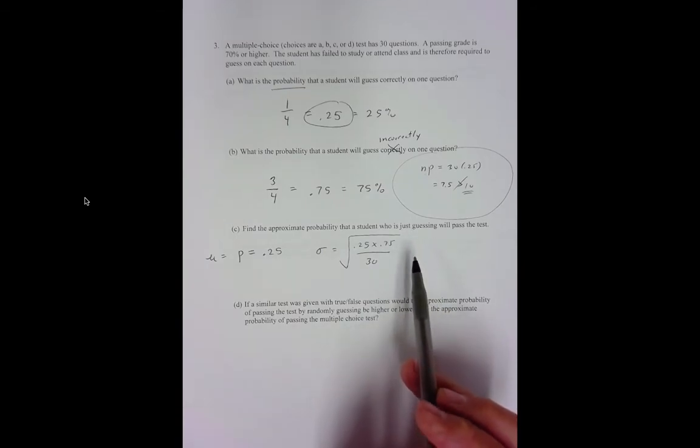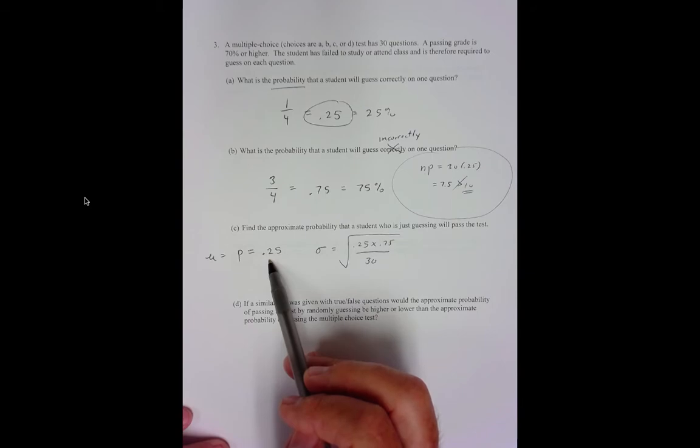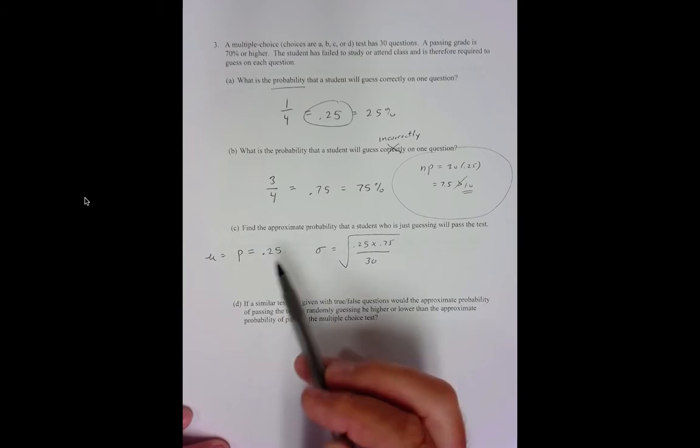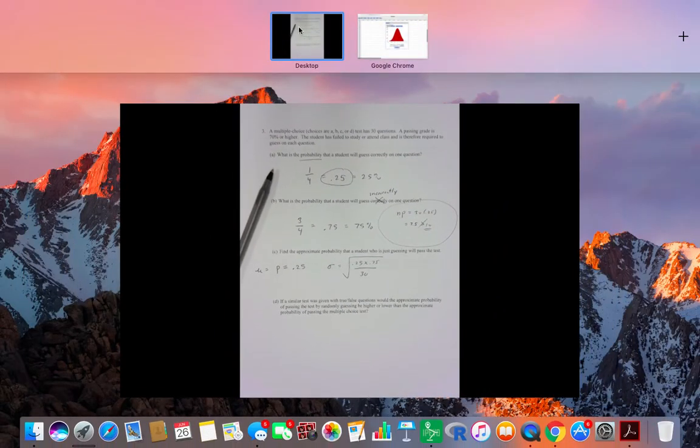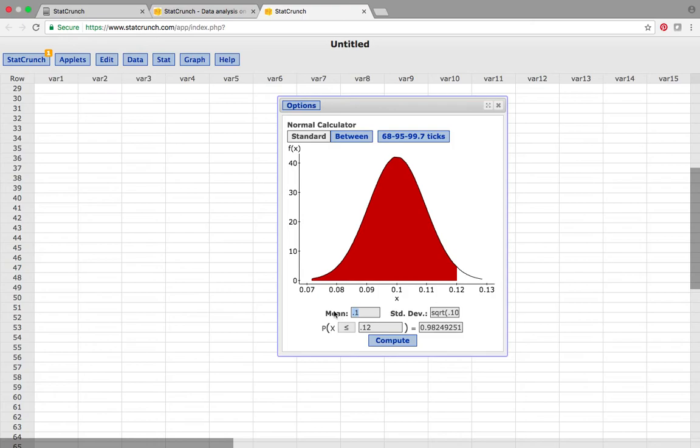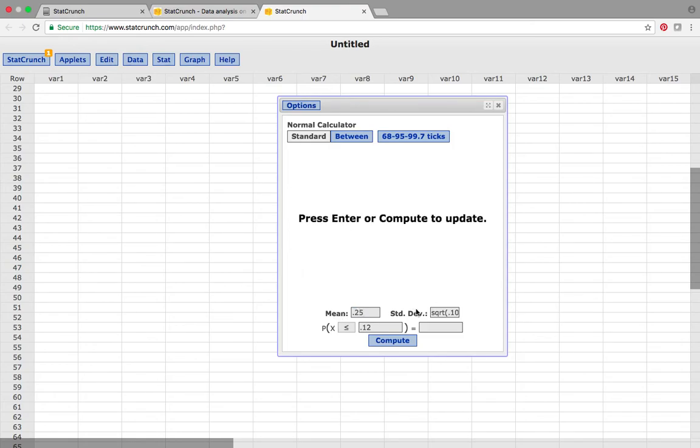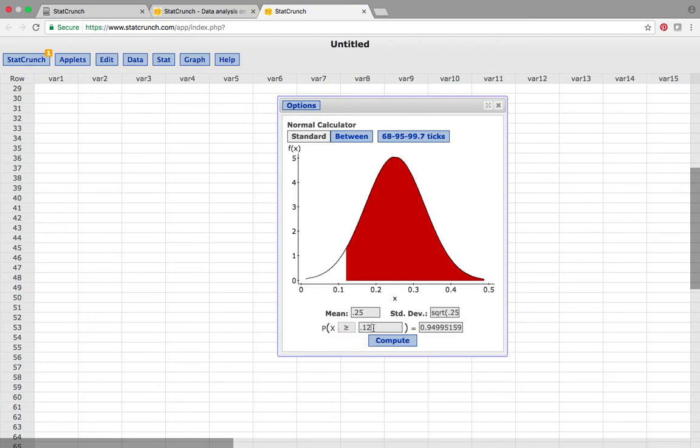So find the approximate probability that a student who's just guessing will pass the test. Well, guys, if you've only got a 0.25 probability of getting each question, and you have a passing grade of 70 or higher, well, it's just not going to happen. So the mean here would be 0.25. The standard deviation here would be the square root of 0.25 times 0.75 divided by the sample size of 30. And to pass, you're going to have to get a 0.70 or higher. This is going to be funny.